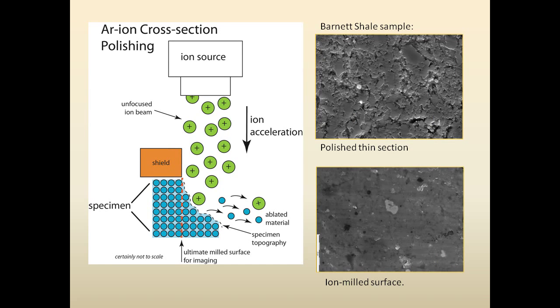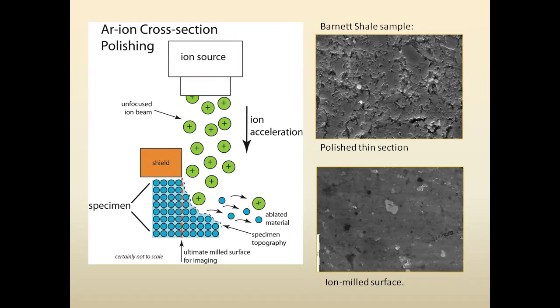Another technique that has really transformed our ability to see these rocks is actually a sample preparation technique. And like so many of these techniques, we adopted this from the silicon wafer industry. In argon ion cross-section polishing, you take accelerated argon ions, you shoot them at your sample, and any topography that's standing up gets whacked off, it gets ablated. And this allows us to cut super flat surfaces.